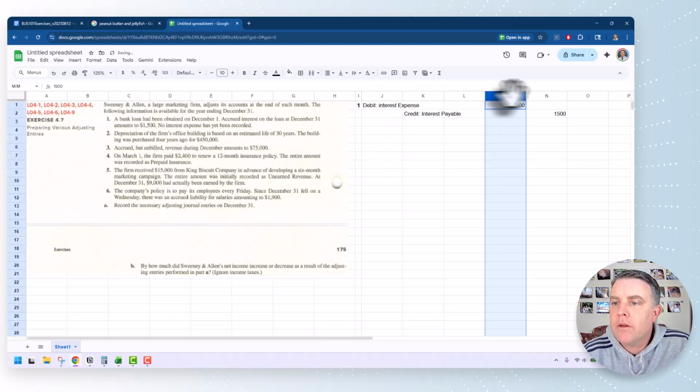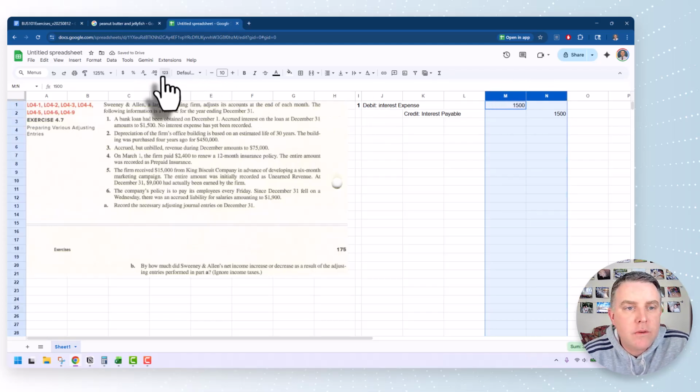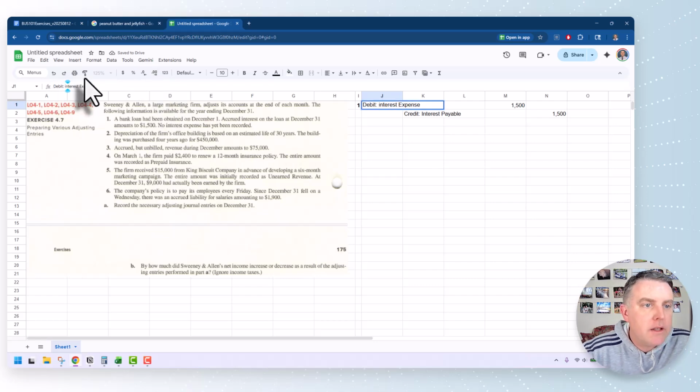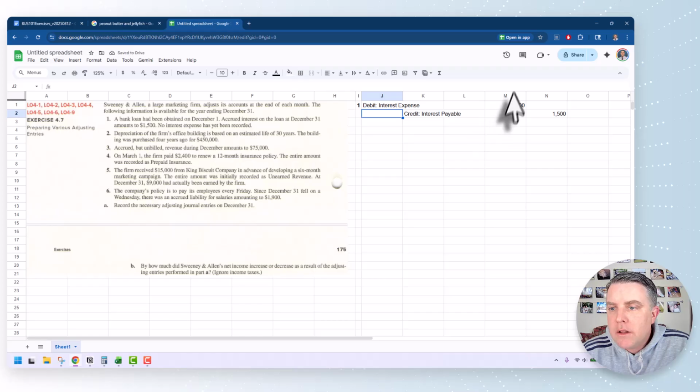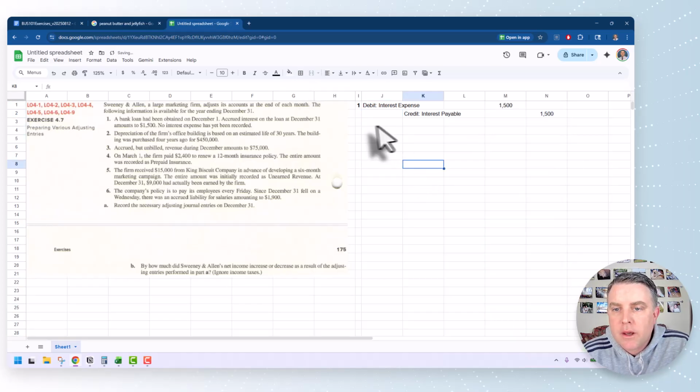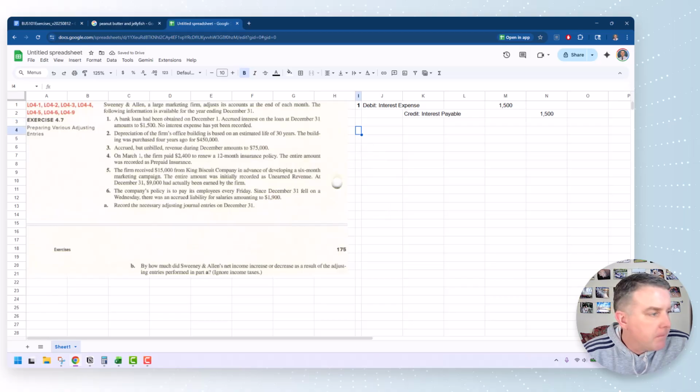All right, so I am going to once again do some formatting. I'm gonna make this a number, and I don't want any decimal places. Okay, and then I forgot to capitalize the I in interest, so I'm just gonna go back and fix that. All right, and let's center these amounts just so it looks nicer. Okay, so that's the answer to number one. Debit interest expense, credit interest payable.